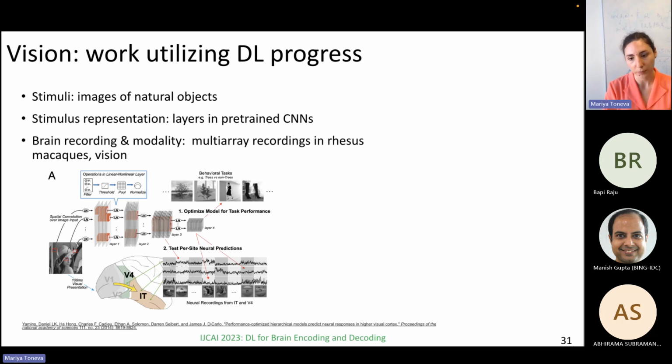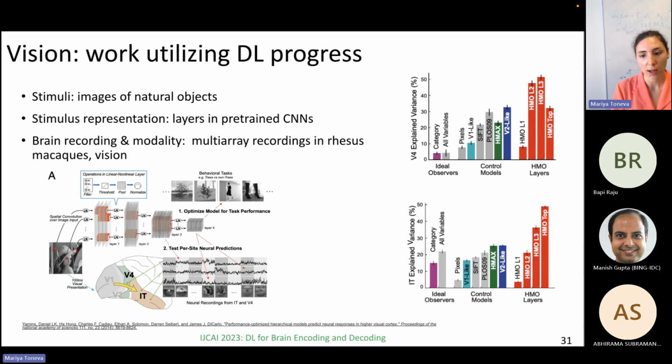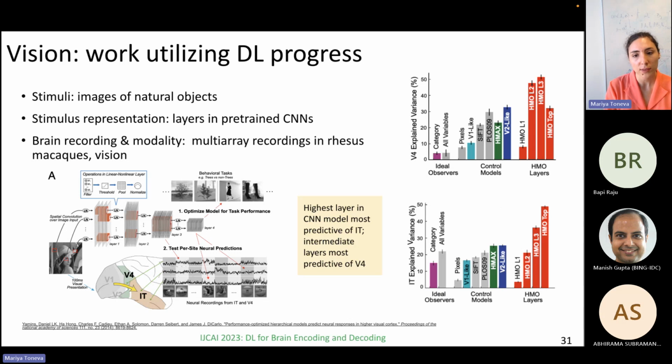Very briefly, they looked at different layers in a supervised vision model, and what they found is that the highest layers in these supervised vision models were most predictive of the highest level area in the vision ventral stream, which is IT. And the intermediate layers in the model were most predictive of V4, which is a more intermediate stage of processing in the visual cortex.